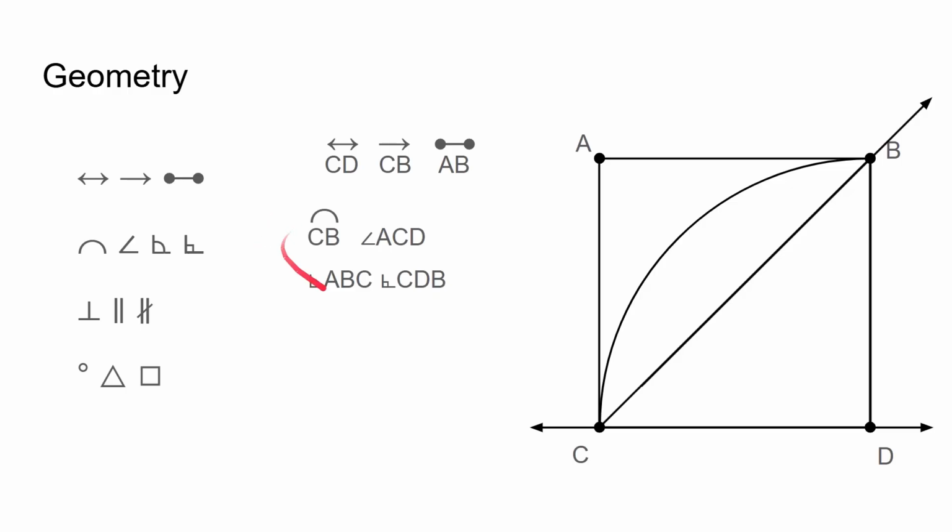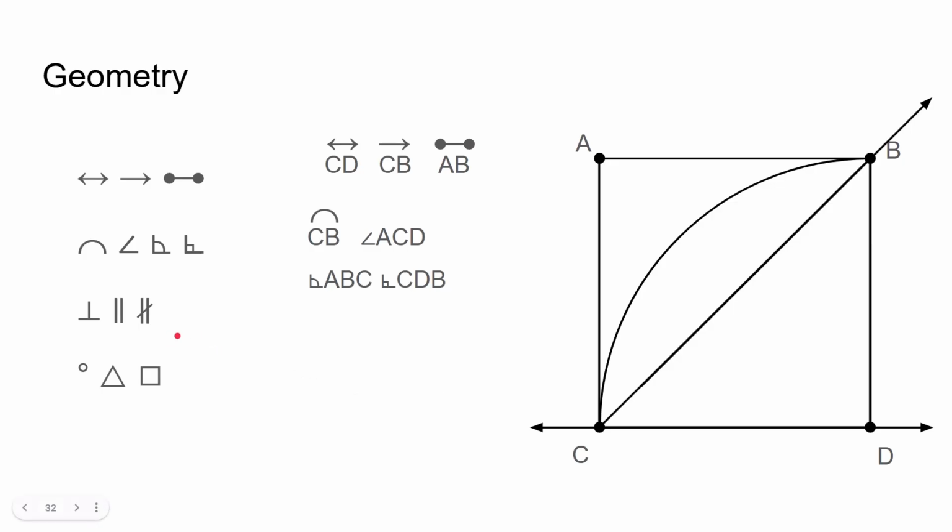Next, we can have an arc. So this arc from C to B can be described with this notation, the arc from C to B. It can also be an angle. So if you want to talk about this angle here, that would be the angle ACD. There's other ways to describe angles. So the angle ABC, so this angle, can be described using this notation, ABC. And if you want to talk about a right angle or a perpendicular angle, use this square angle notation. So CDB tells us that this is a right angle or a 90-degree angle, or they're perpendicular.